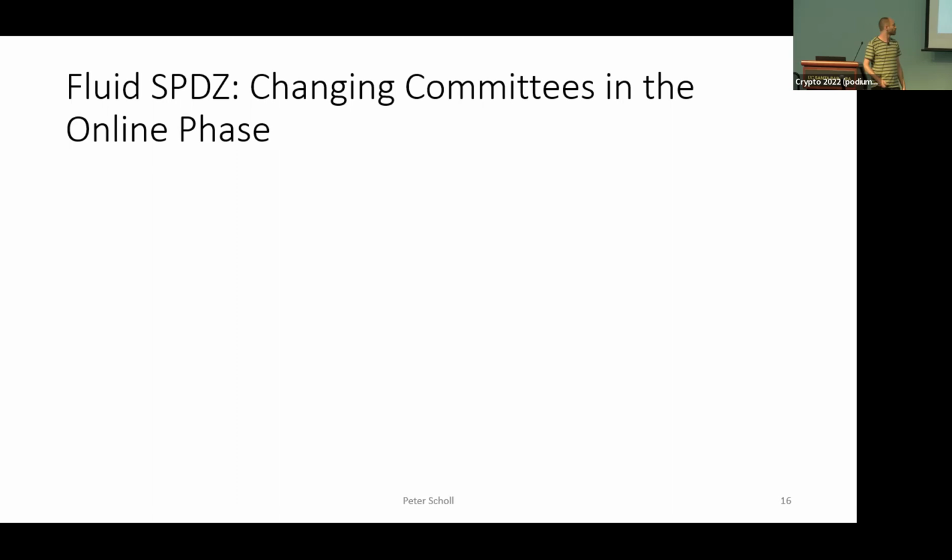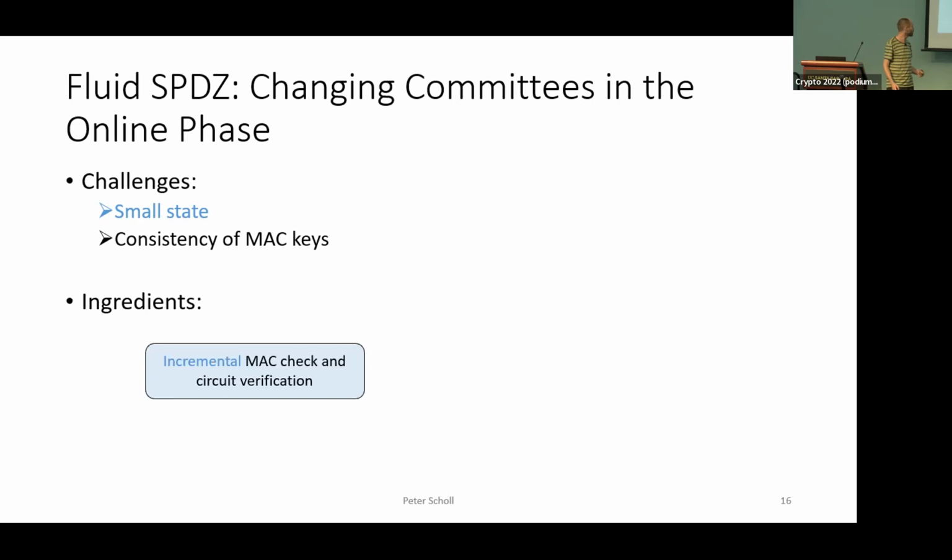And in fluid SPDZ, we want to additionally support changing committees in the online phase. So here there's a few more challenges we have to take care of. The first of these is the requirement that we want a small state complexity when transferring the state from one committee to another. Because the way the SPDZ online protocol and the dynamic online protocol work is to have some verification checks at the end of the protocol, which are batched for the entire circuit. And that inherently requires storing the entire state until the end of the protocol, which wouldn't work in this fluid setting. So instead, we propose incremental variants of the MAC check used in SPDZ and this circuit verification procedure to allow this to be done on the fly without blowing up the memory complexity for the fluid setting.